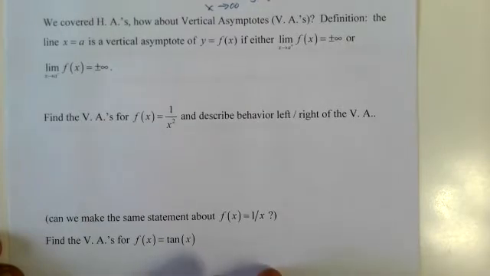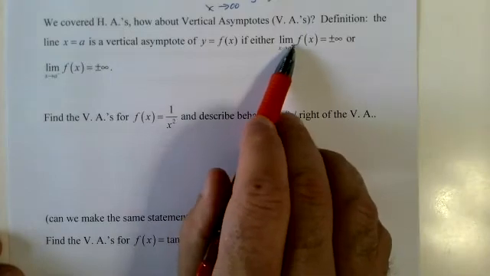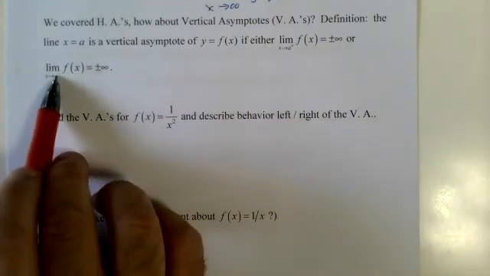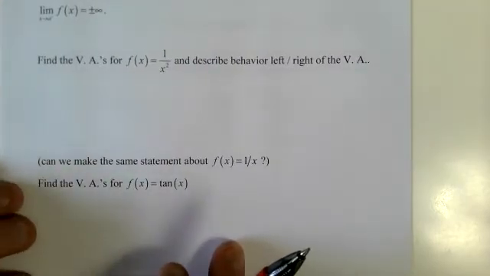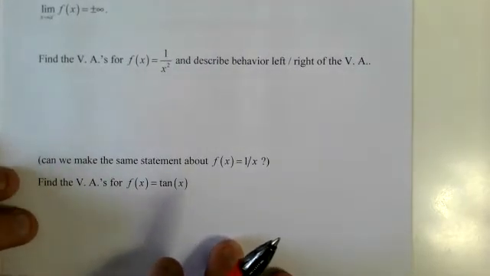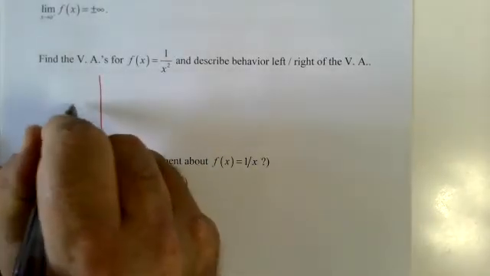All right, well, a line is a vertical asymptote if either the limit as x goes to a from the positive side is plus or minus infinity, or the limit as x goes to a from the negative side is positive or negative infinity. So watch that positive and negative there. It's very small, very hard to see. All right, so find the vertical asymptotes. Describe the behavior left and right of the vertical asymptote. So again, you should know this one.